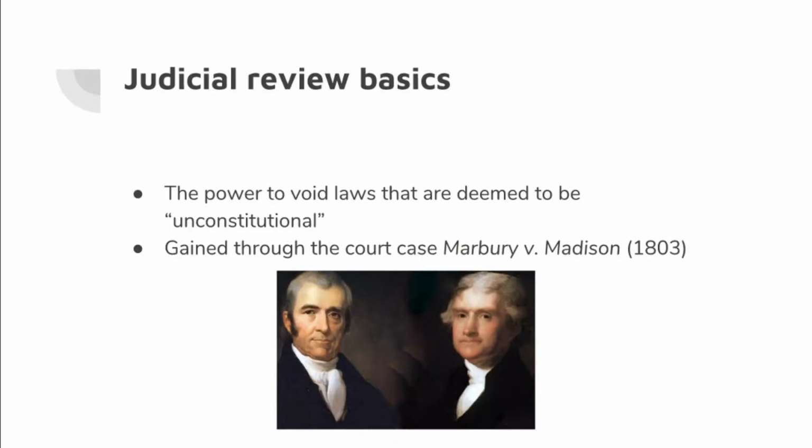In essence, judicial review is the power to declare laws and presidential acts unconstitutional. What this means is that if Congress were to pass a law that violated the Bill of Rights per se, then the Supreme Court can declare it unconstitutional, thereby voiding it. The power of judicial review was gained through the court case Marbury v. Madison in 1803, when the Supreme Court voided a law passed by Congress.